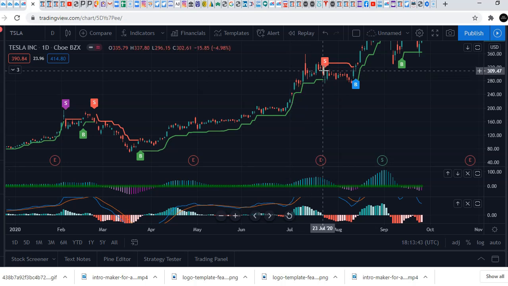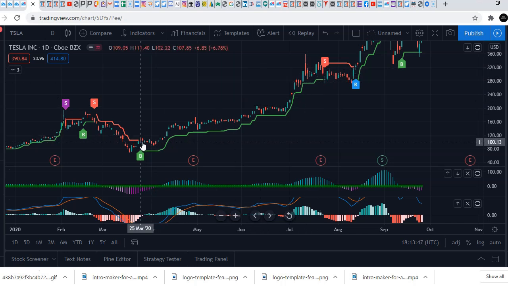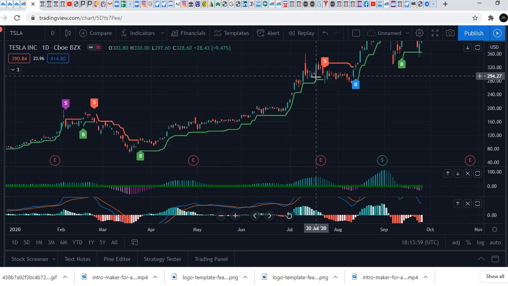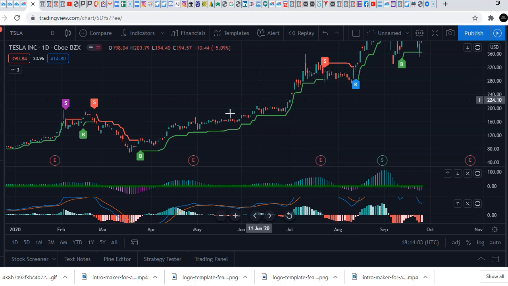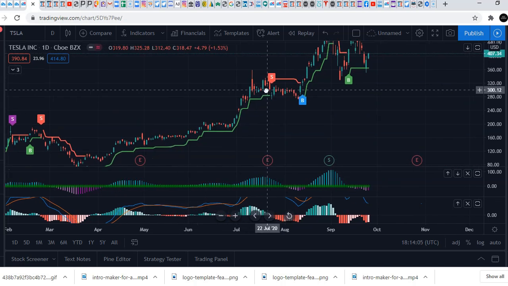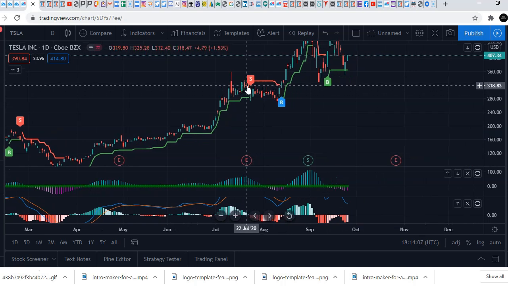We got a sell signal at 309. That's a 300% return on Tesla stock from April 9th, when we got the strong buy signal on April 8th, going forward from April to July 23rd. So about 3 months, 300% return going forward. Then we would have sold out.